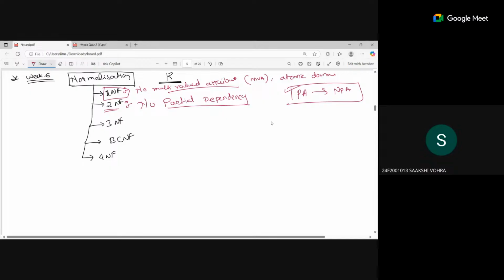That should not happen. A non-prime attribute should not determine another non-prime attribute. That is a different thing here. What about this? Is this partial dependency? Yes.